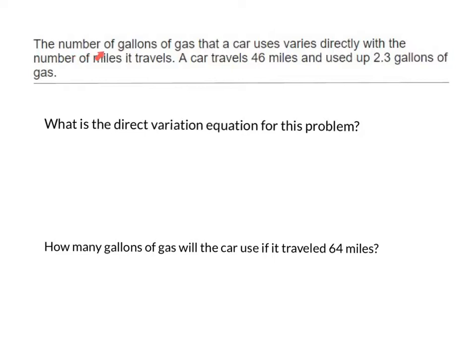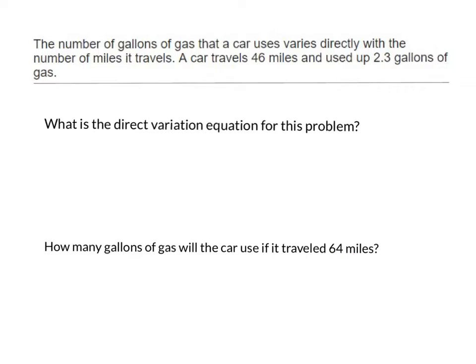It says the number of gallons of gas that a car uses varies directly with the number of miles it travels. A car travels 46 miles and used up 2 3/10 gallons of gas. What is the direct variation equation for this problem? And the second question, how many gallons of gas will the car use if it traveled 64 miles?